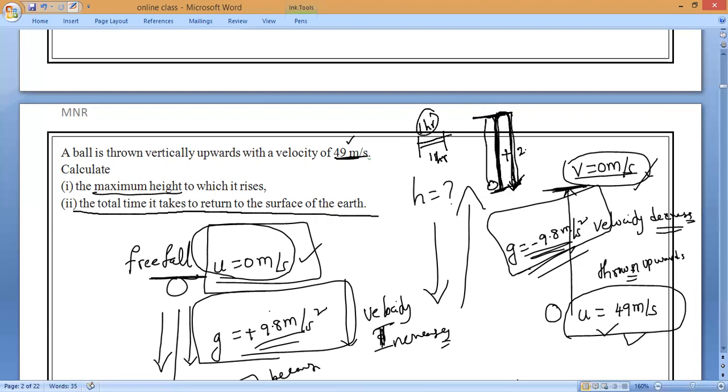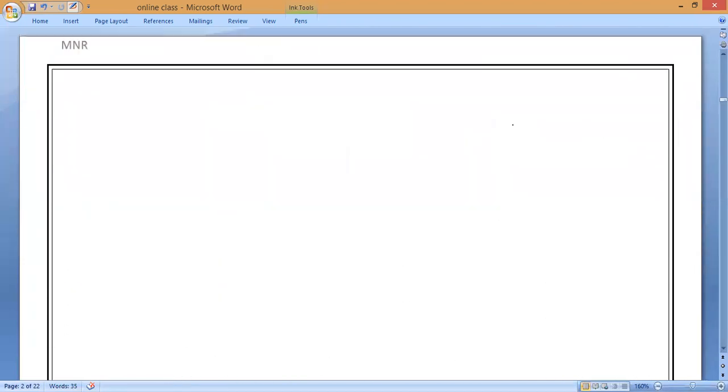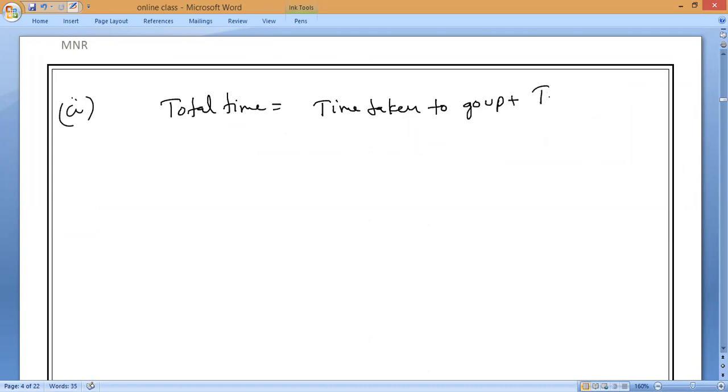Then I can make it just double in a plus into 2. If I do, I'll get the total time. So that's all they're asking. All of you should remember, total time means the time taken to go up and come down. That is what you have to remember. So Roman number 2, total time is equal to time taken to go up plus time taken to return to the earth.